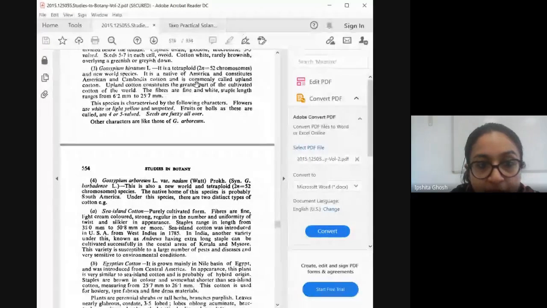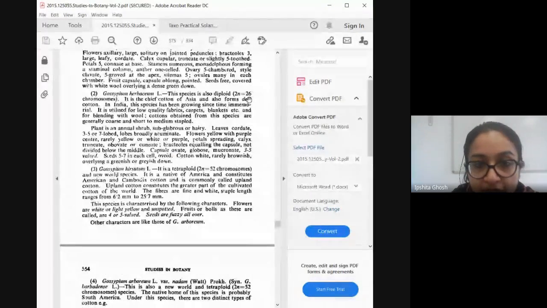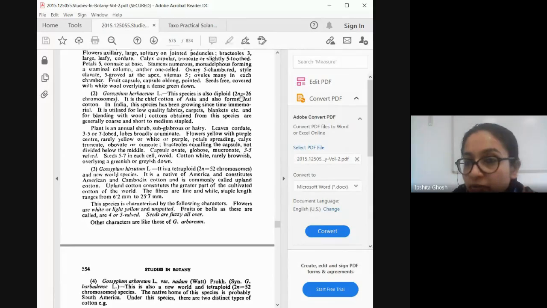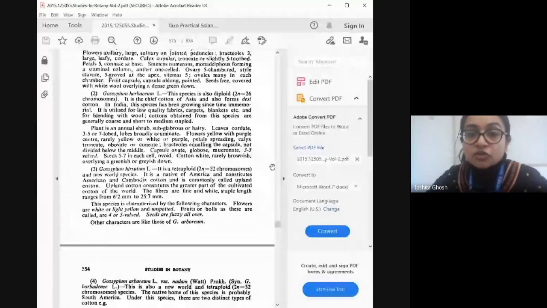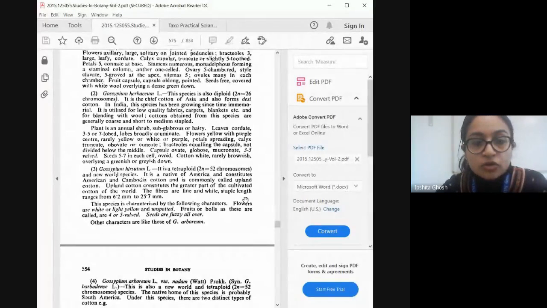And tetraploid means basic chromosome number into 4. Tetra means 4. So if diploid is 26, 2n is 26, then tetraploid means 2n plus 2n, that is 26 plus 26, which is 52. Okay, that way you can remember. If you remember that 2n is 26 in case of diploids, in case of tetraploid it is double of that. So in Gossypium hirsutum there are 52 chromosomes. Okay.